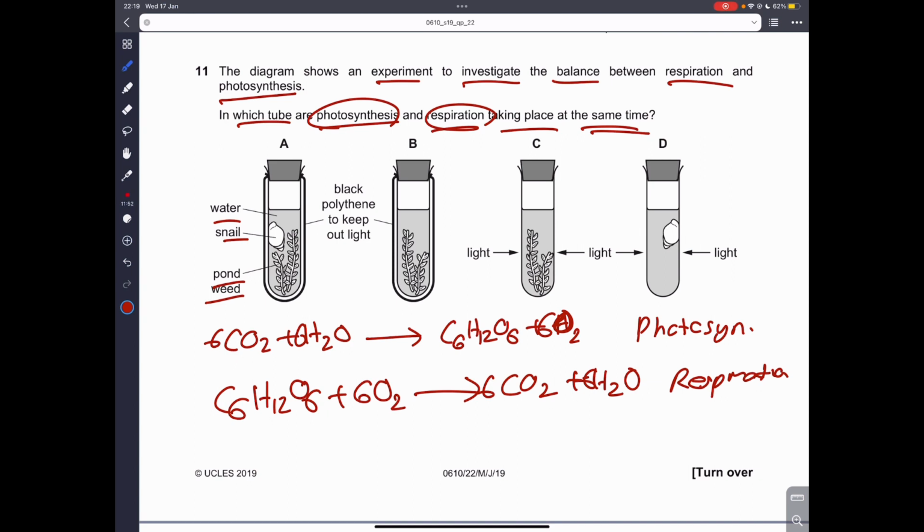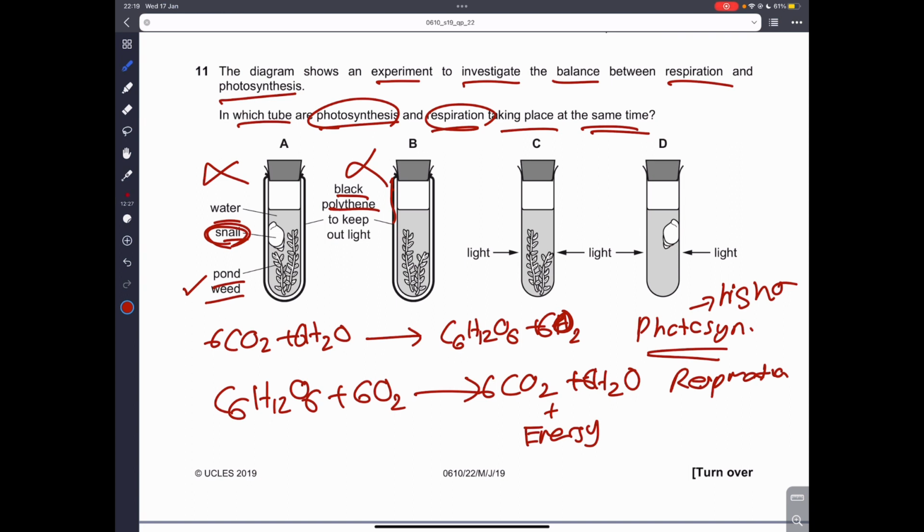Now because we know that the snail can actually respire. The snail has to respire in order for itself to produce energy, right? Respiration is basically the energy to make energy. So the snail is continuously respiring. Now there is a pondweed, but remember, for photosynthesis we need light. So we cannot choose number A. B as well, because they are covered with black polyethylene.